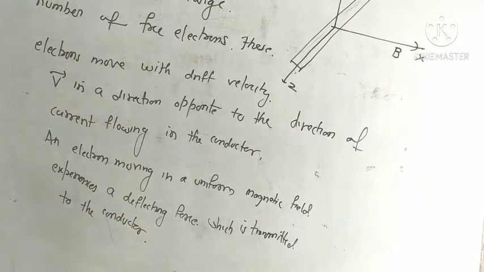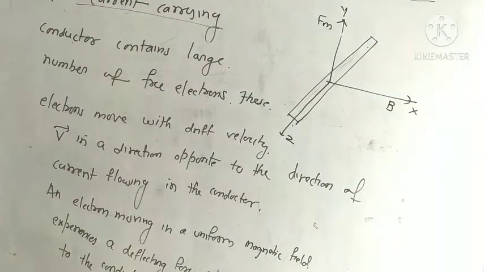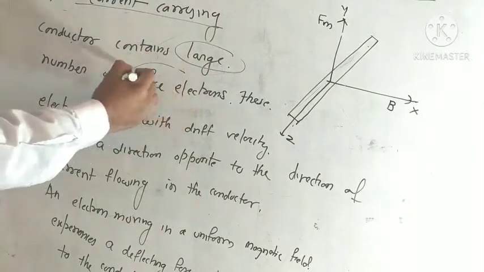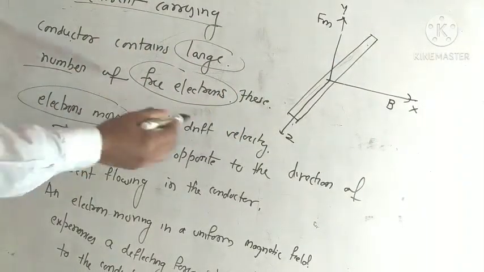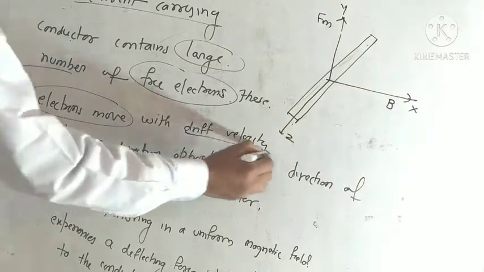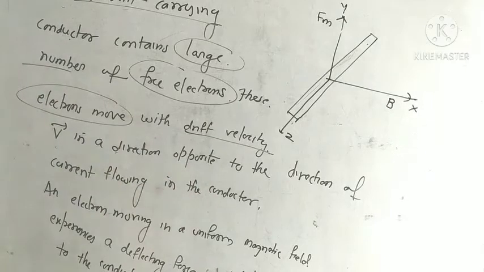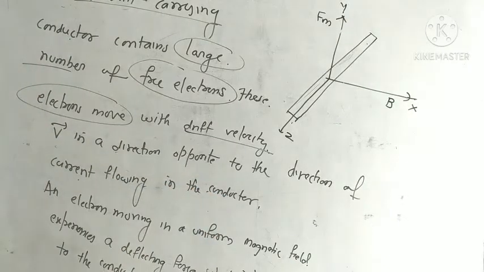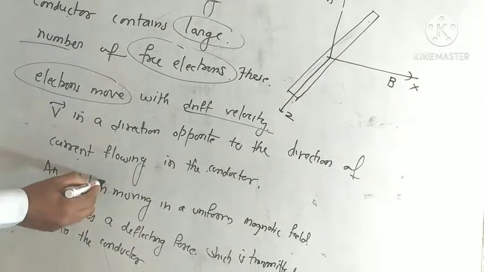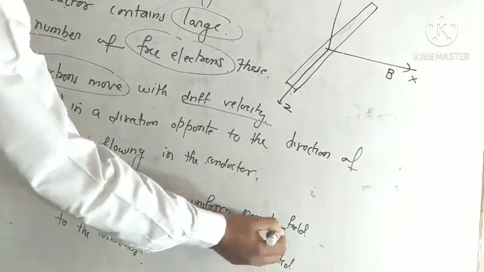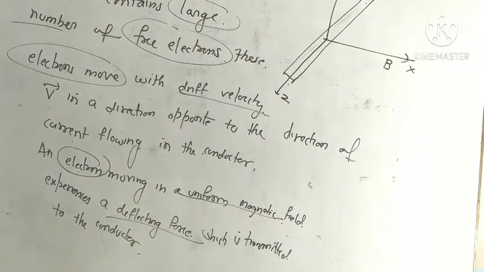A current carrying conductor contains a large number of free electrons, and these electrons move with drift velocity v in a direction opposite to the direction of current flowing in the conductor, and an electron moving in a uniform magnetic field experiences a deflecting force which is transmitted to the conductor.